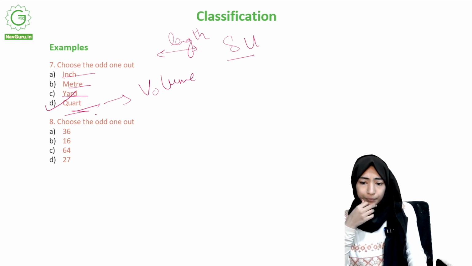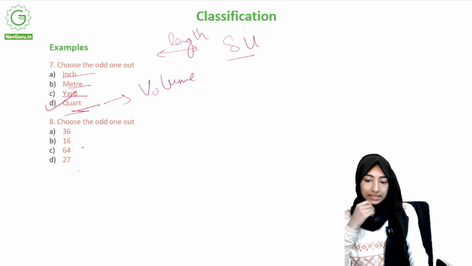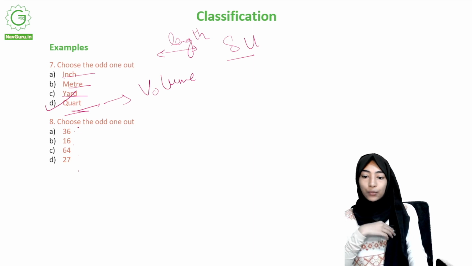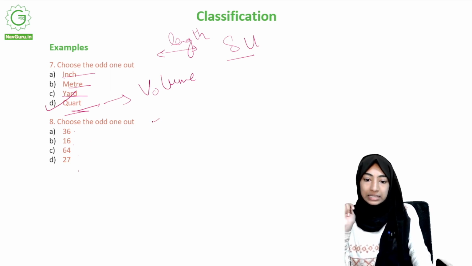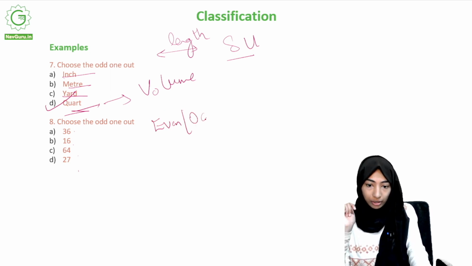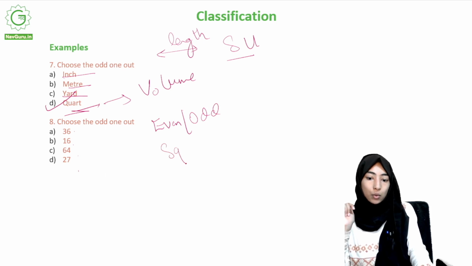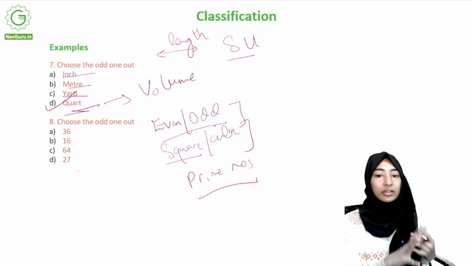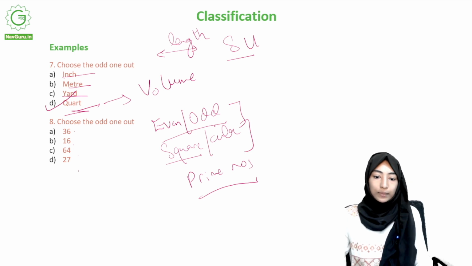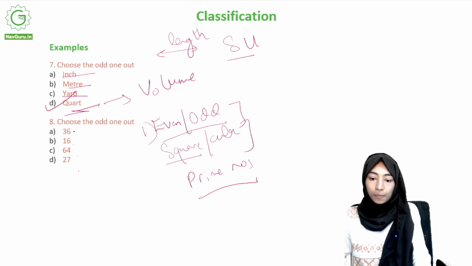Now, next one: 36, 16, 64, 27. When we did number classification, one thing I told you is that when you need to find the odd one out among numbers, the easiest thing to look at is even or odd. After that, you can look at square roots or cube roots, but square roots are easier. So even, odd, square root, cube root, prime numbers. Look at all of these. If none of these work, then you can try to find a pattern. We just start with the first, that is even, odd.